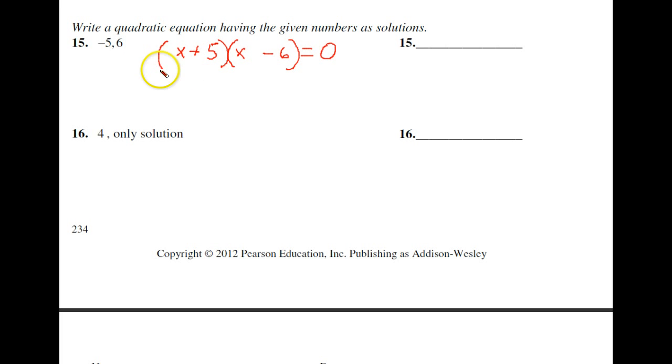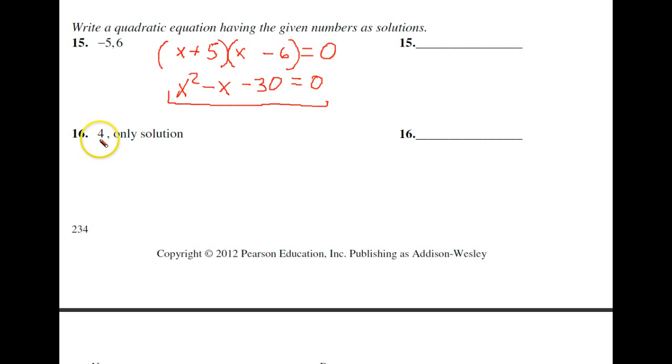So what do we do? Well, we FOIL. So we get x squared. This is going to be a positive 5x, a negative 6x, so we're going to have a negative x minus 30 equals 0. So there is the quadratic equation in which these are answers. Again, I like this. We're working backwards, kind of developing closure.